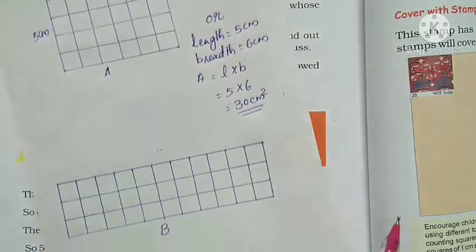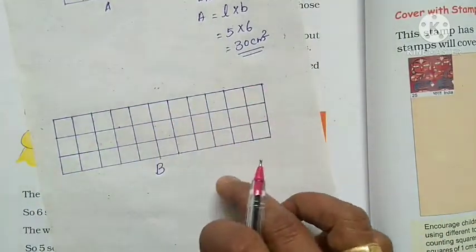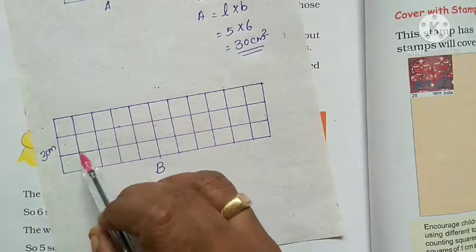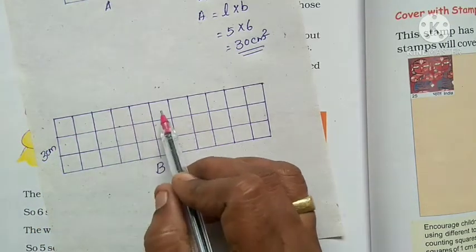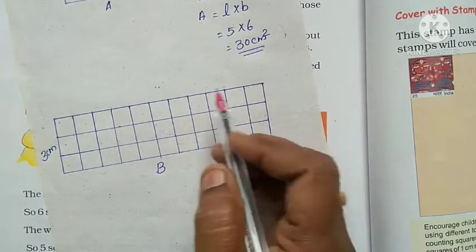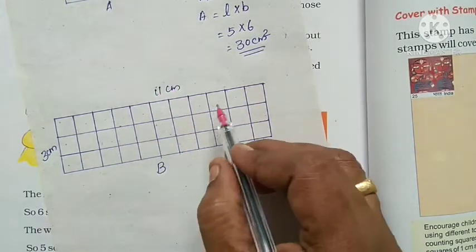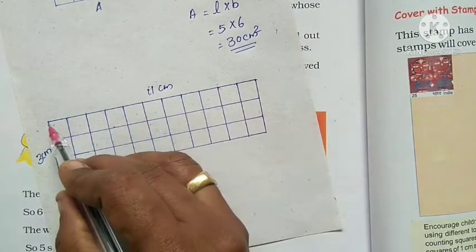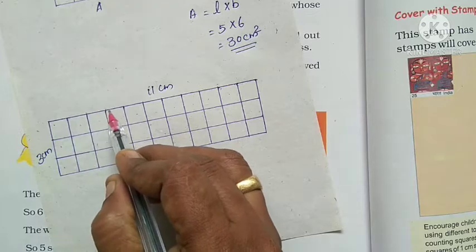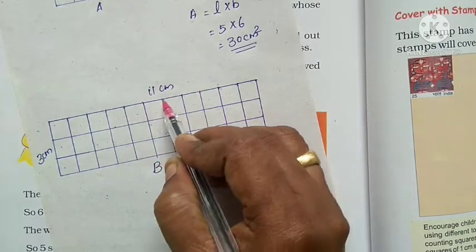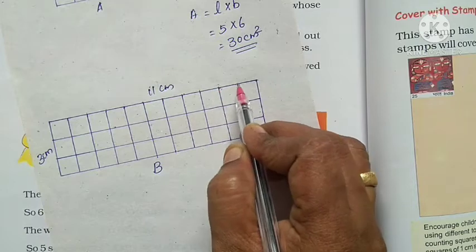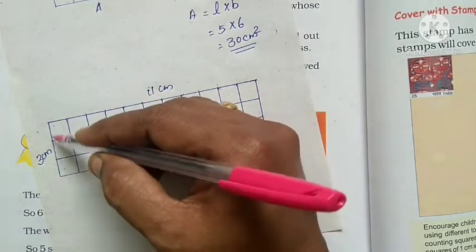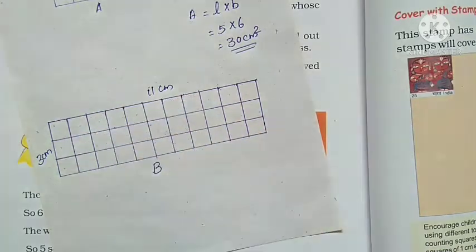Understand? The same way, the next piece also looks like this. So here 1, 2, 3. So this side becomes 3 centimeter and this side 1, 2, 3, 4, 5, 6, 7, 8, 9, 10, 11 centimeter. Why am I saying this? These two gaps become 1 centimeter. So 1, 2, 3, 4, 5, 6, 7, 8, 9, 10, 11. So this distance is 11 centimeter and this distance is 3 centimeter.